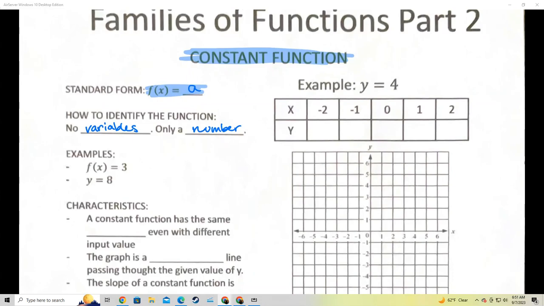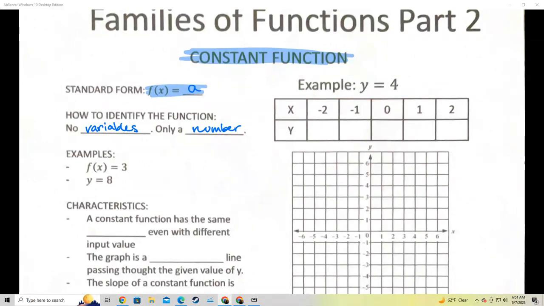So some examples of that look like this. You're going to have something that looks like f of x equals 3. Notice on the right side, it's just a number. Or y equals 8. Notice on the right side, it's just a number. And that's it. So on our example, we have the example y equals 4.